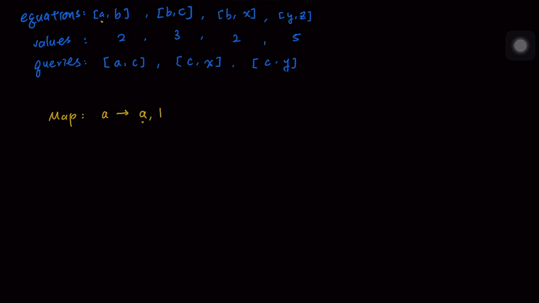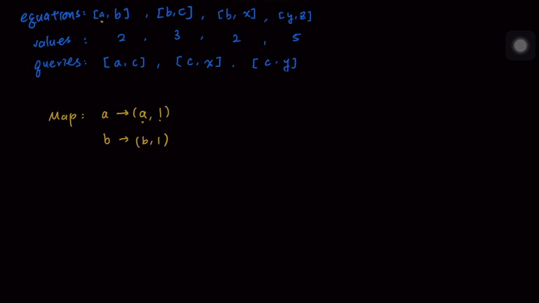So it is A, and for the one, it means A equals 1A. Also, we'll have B pointing to B1. Initially it points to its parent, and that is itself, B. B equals B, so the weight here is 1.